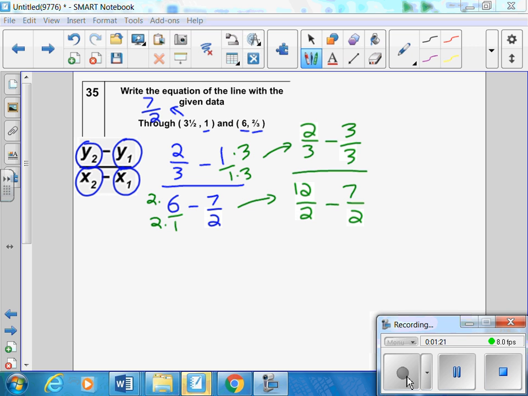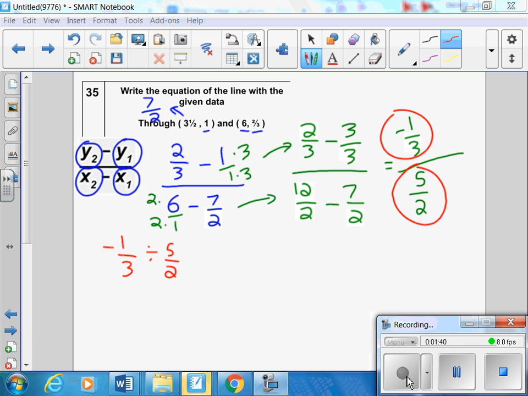2/3 minus 3/3 is negative 1/3 over 12 over 2 minus 7 over 2 is 5 over 2. Now we're going to rewrite this as negative 1/3 divided by 5 over 2. It's this divided by this. Instead of dividing by 5 over 2, we're going to multiply by the reciprocal. So it's going to be negative 1/3 times 2 over 5.